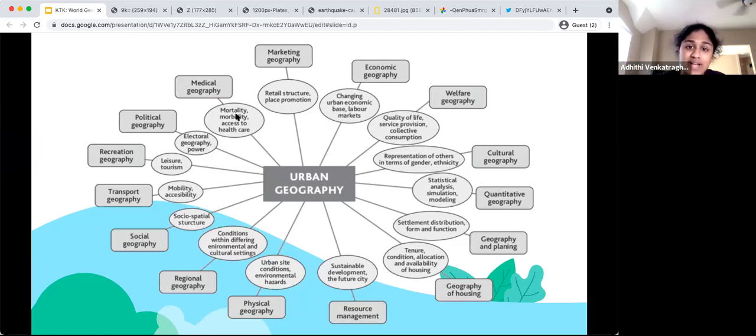So you can see mortality, which is lifespan, basically. Labor markets, quality of life, which is how people live, representation, the cultural geography, availability of housing, social spatial structure, mobility, leisure, and tourism we see in the recreation geography. So these are all things that you're going to want to know.